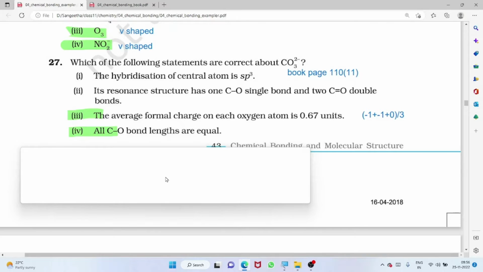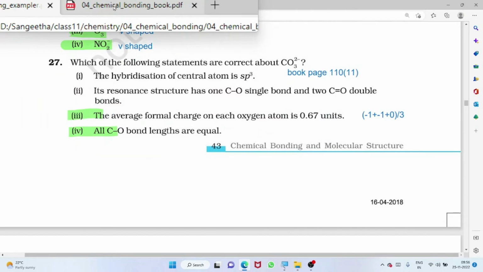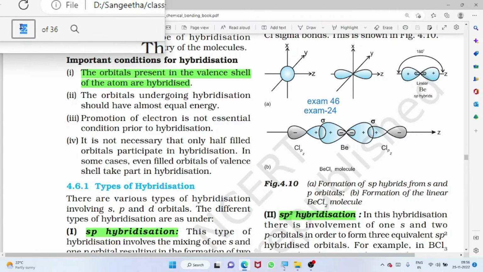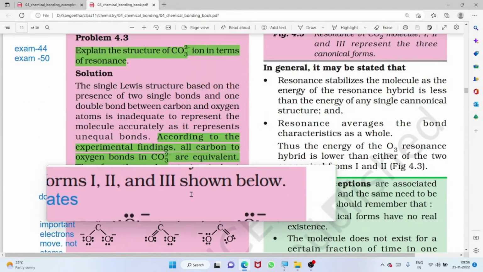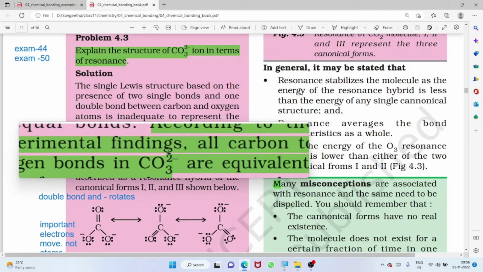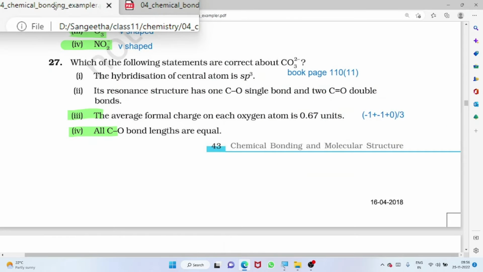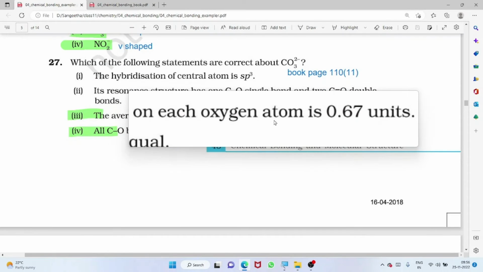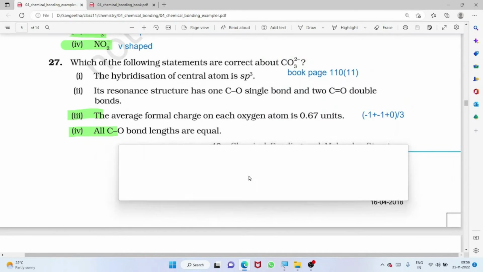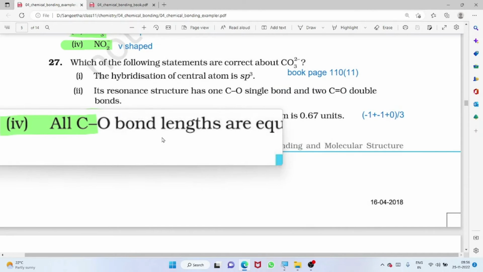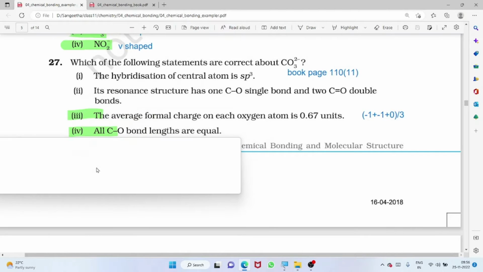Which of the following statements are correct about the CO3 2 minus? See, CO3 2 minus ion they have given. According to the experimental finding, all carbon-oxygen bonds in CO3 2 minus are equivalent. So here the average formal charge on the oxygen: you have to compute the formal charge on the oxygen atoms, then divide by 3, as 3 oxygen atoms are there. All CO bond lengths are equal. Okay, so options 3 and 4 are correct.